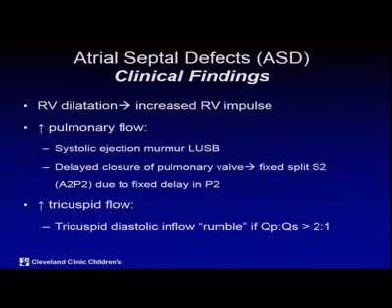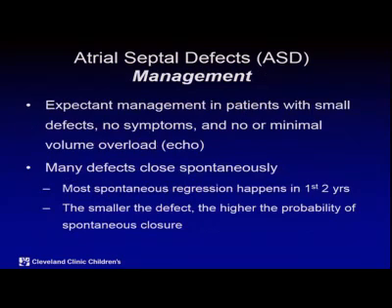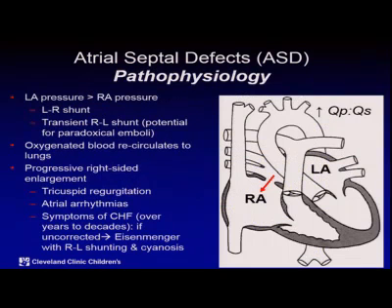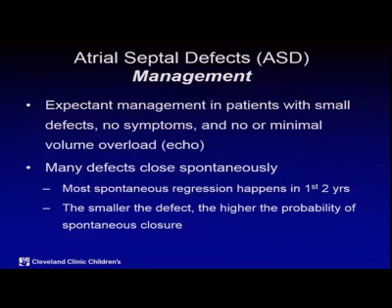Also, if you have massive shunt of more than 2 to 1, so pulmonary flow more than systemic flow of 2 to 1, so if there is more than 2 to 1 flow going through the tricuspid valve, for a similar reason, you will have a relative tricuspid stenosis, and that's what causes a diastolic flow rumble.